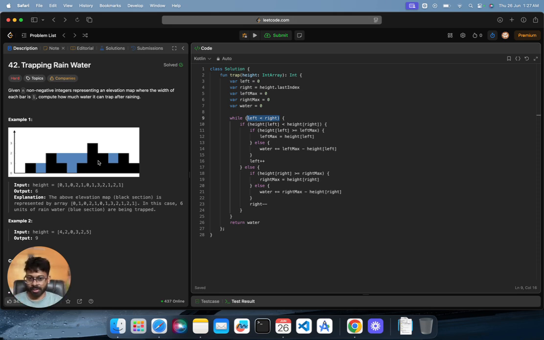The process of water storage is happening by whichever is the smaller wall, and whether water would be stored or whether the max would be updated is being decided by whether the newer height is taller, to update the left max or right max, or shorter, to trap the water in between those crevices. So yeah, this is the approach for trapping rainwater.